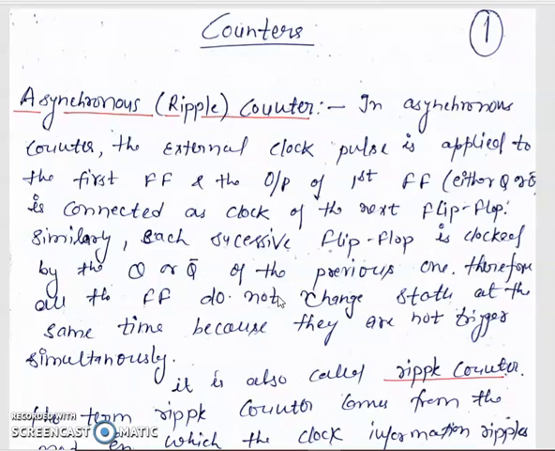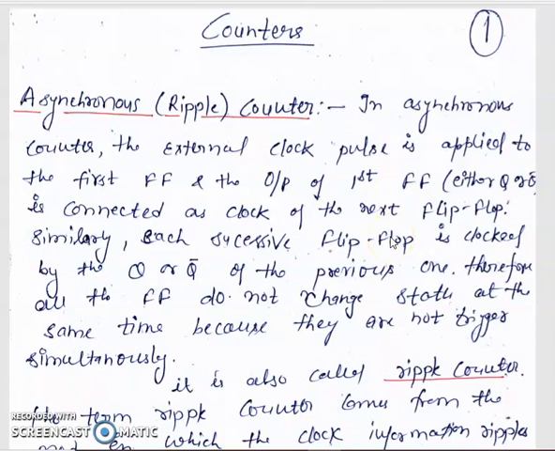As the name suggests, a counter is used to count something, or to count the number of pulses. They are divided into two categories. The first one is the asynchronous counter. What is the asynchronous counter? In an asynchronous counter, the external clock pulse is applied to the first flip-flop, and the output of the first flip-flop, either Q or Q bar, is connected as the clock of the next flip-flop.